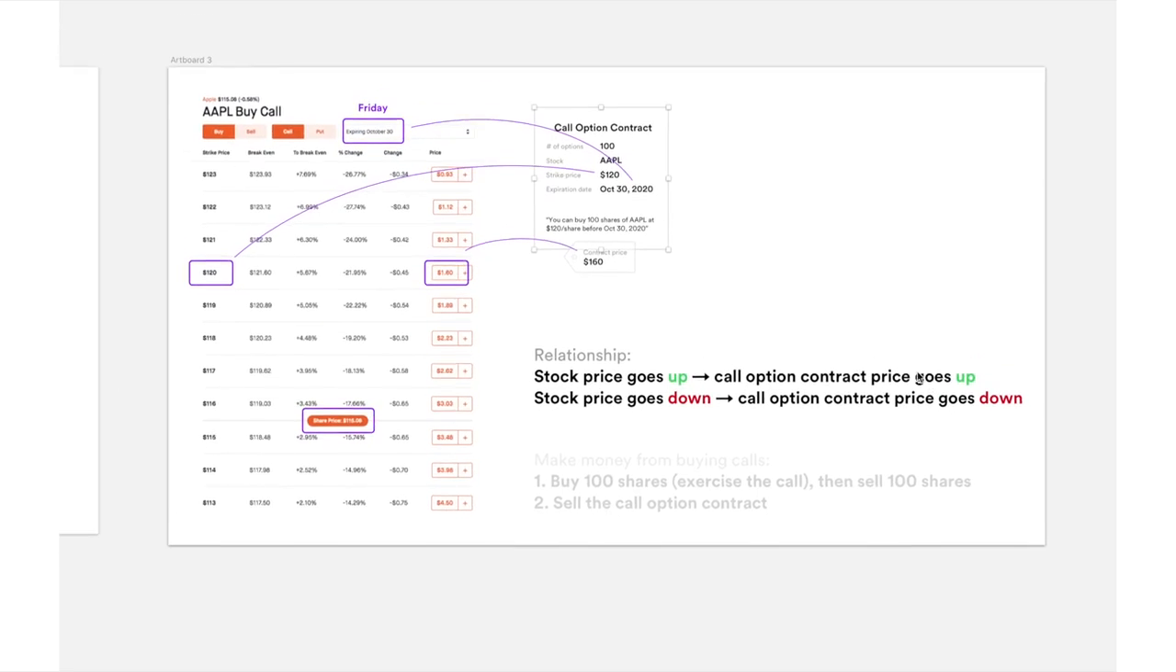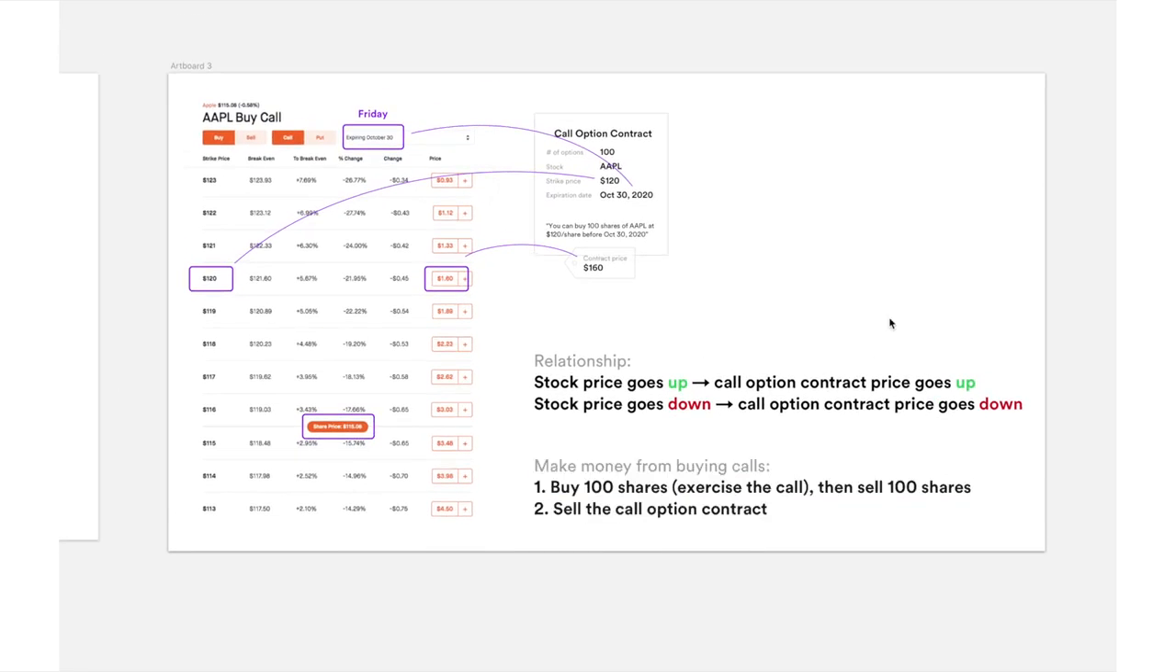So how do you make money from this? There are two ways actually. One is you buy 100 shares, which means you exercise this call contract, you use this contract to buy 100 shares at this low price, and then you can sell them at the higher market price and profit the difference. There's actually a second way. The second way is to sell the call option contract to somebody else, because if the stock price goes up, the call option contract price will also go up. You can profit the difference from there.